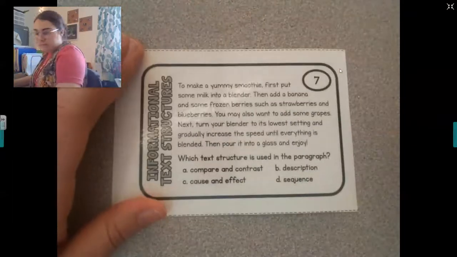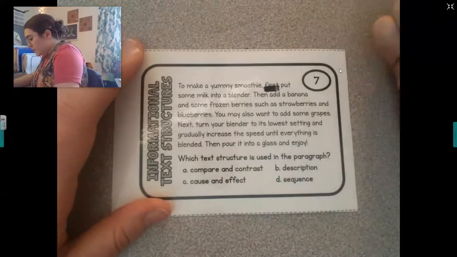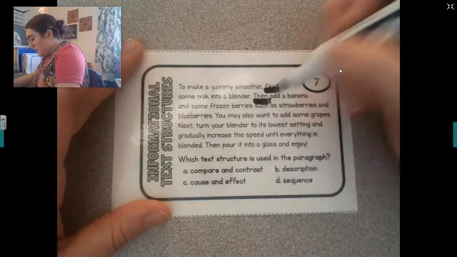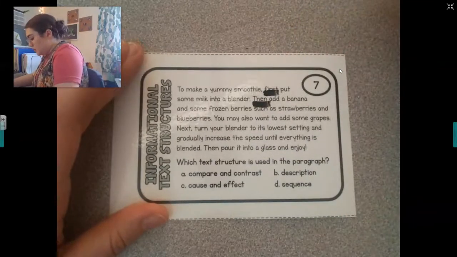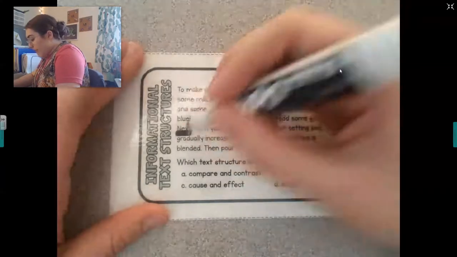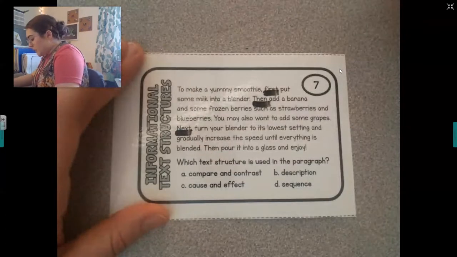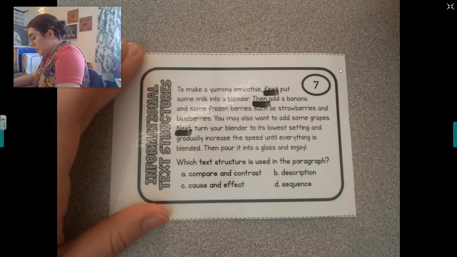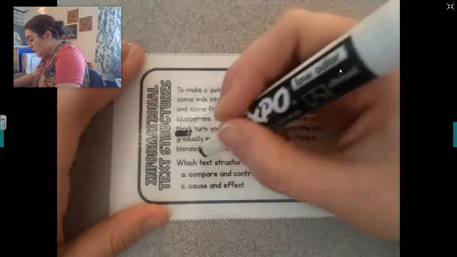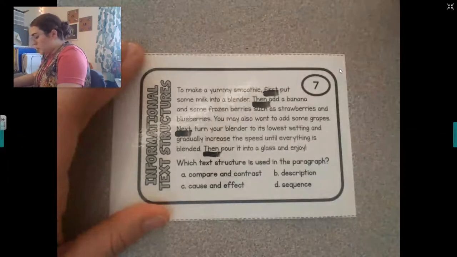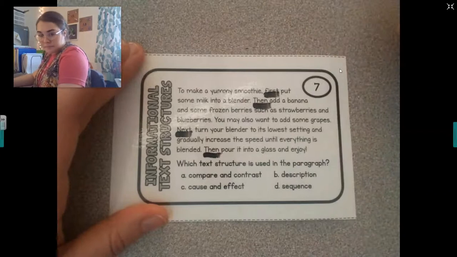To make a yummy smoothie, first put some milk into a blender. Then add a banana and some frozen berries such as strawberries and blueberries. You may also want to add some grapes. Next, turn your blender to its lowest setting and gradually increase the speed until everything is blended. Then pour it into a glass and enjoy. Which one is this?